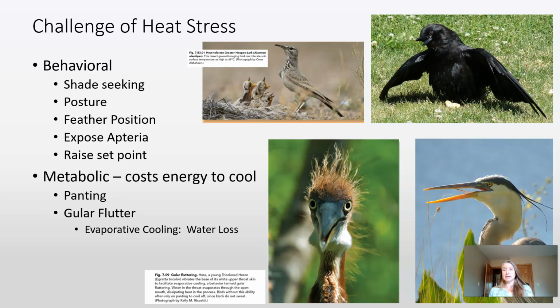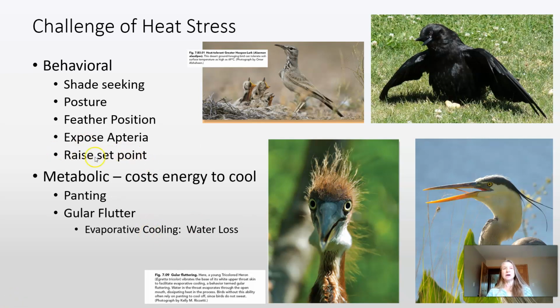There are also metabolic ways to deal with heat stress, and this is again where you're going to have energy costs to cool yourself. So if seeking shade is not enough to just cool you down, then you're going to have to start spending energy. Ways to do this are panting and gular fluttering. So both here, the picture from your book of the tricolored heron, they're basically moving their throat, moving air across this area to increase evaporative cooling. And here again, in this picture of the heron, they're doing gular fluttering.